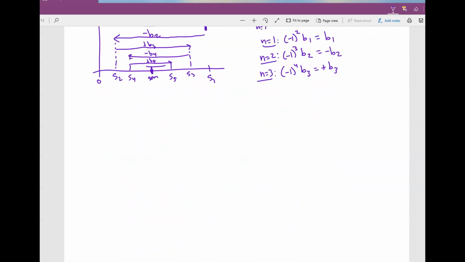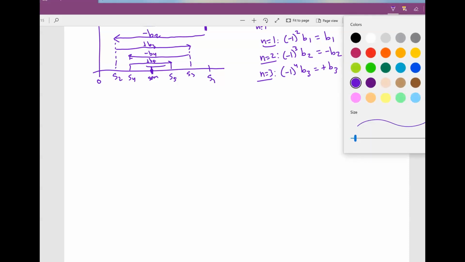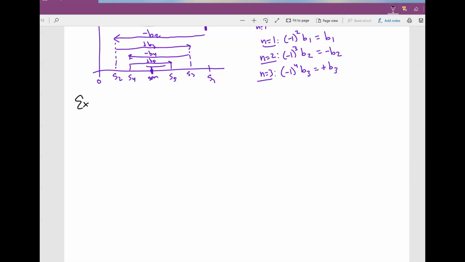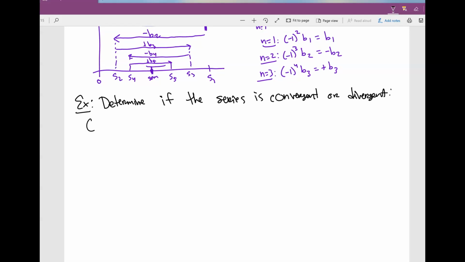So here's going to be my example. Determine if the series is convergent or divergent. That's what I want to figure out. So we have the sum from n goes from 1 to infinity of (-1)^(n+1) divided by n.